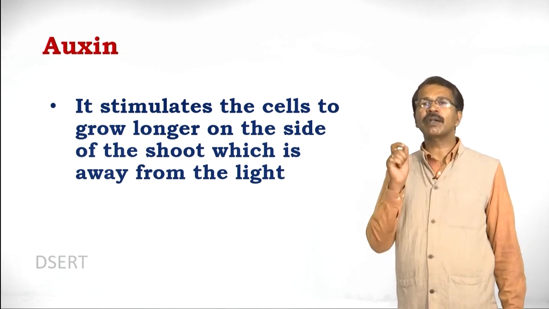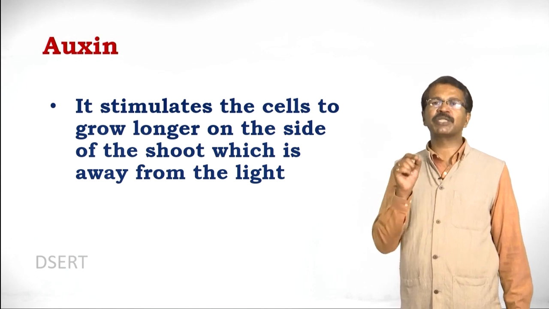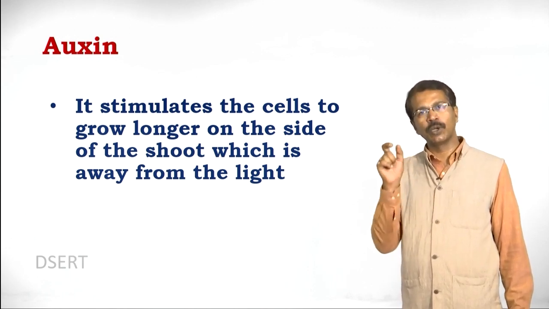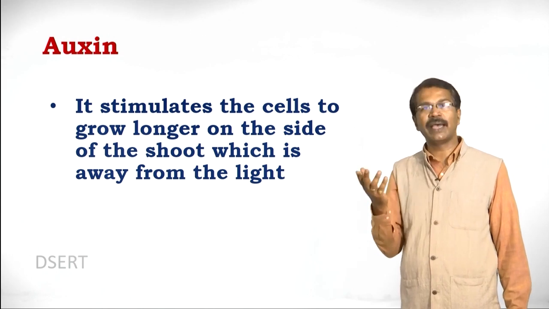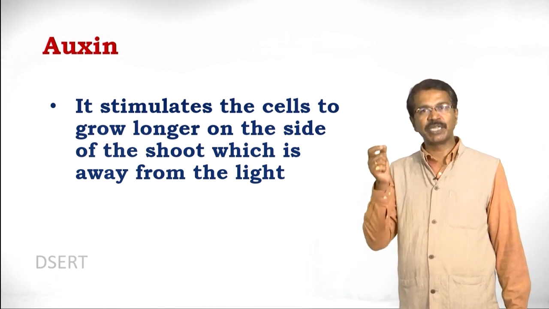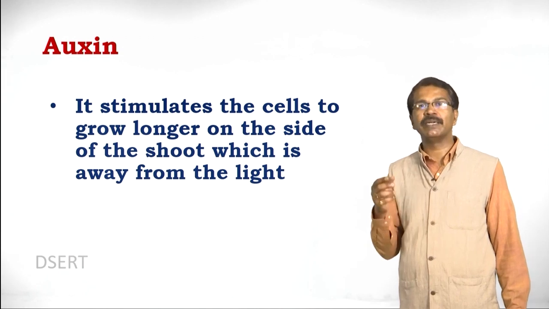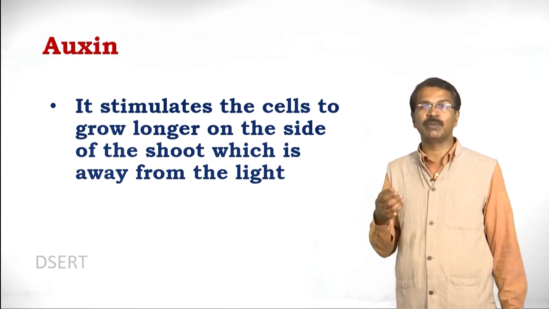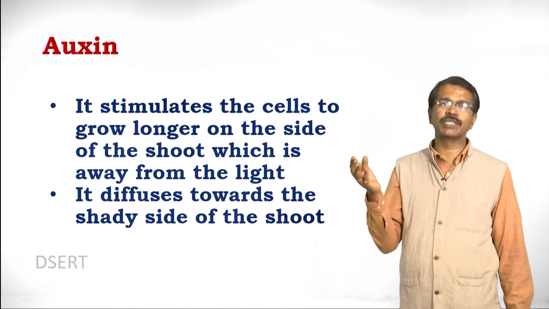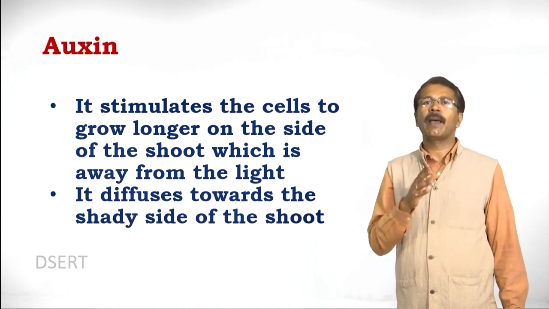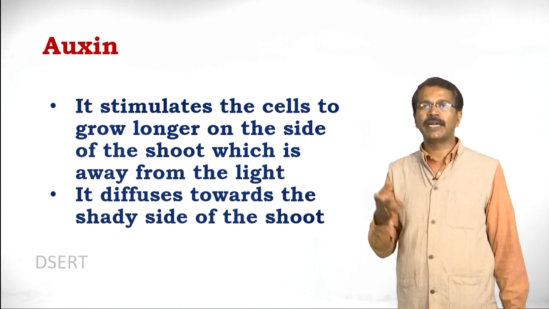But the important phenomenon we have to focus on is that auxin is present in the shoot tip, and it makes the cells grow longer, by which the shoot wants to move away from the sunlight. They may ask a question: the auxin present in the shoot tip wants to move away from the light. Can you say what kind of tropic movement this hormone is exhibiting? Yes, you can. In the same way, as I said, it diffuses towards the shady side of the shoot, which makes the cells grow longer, resulting in growth of the plant body.